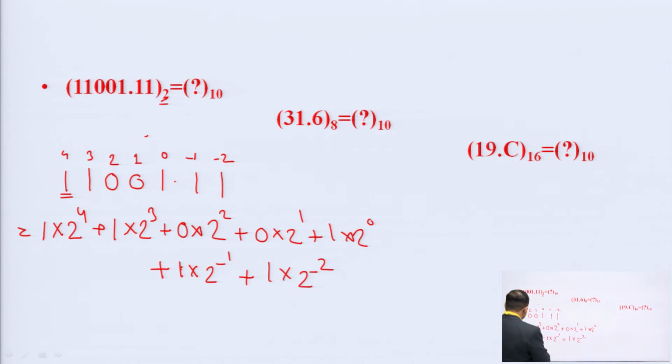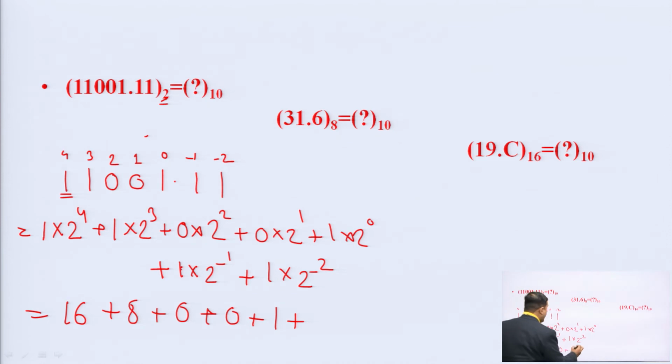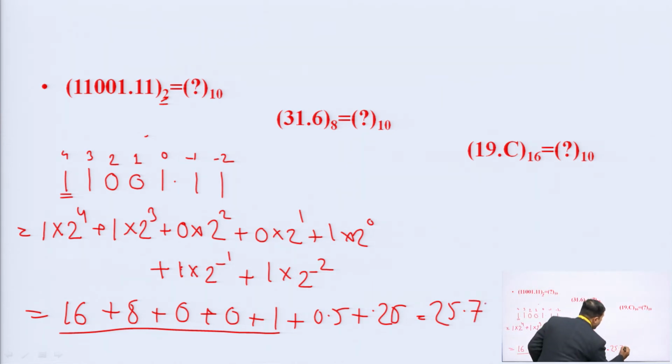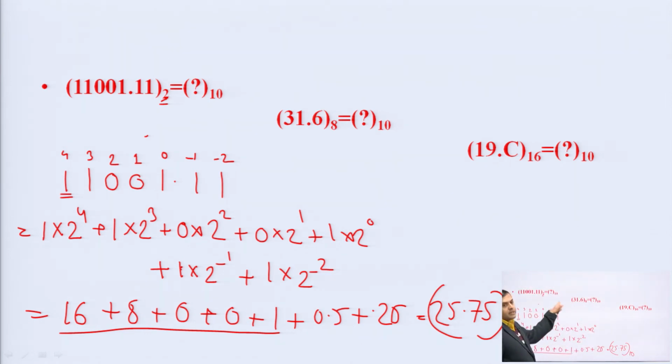If I solve the problem, it will come as 16 plus 8 plus 0 plus 0 plus 1, and for the point part it will be 0.5 and 0.25. So, in total we are getting 16 plus 8 plus 1, which is 25 point, and 0.5 plus 0.25 is 0.75. Okay. So, this will be the decimal. We have converted the binary number system into the decimal number system.